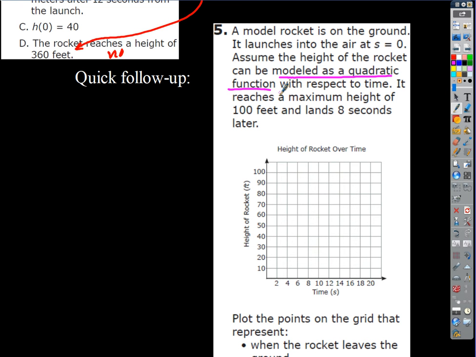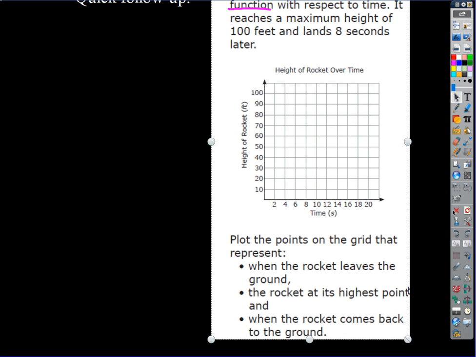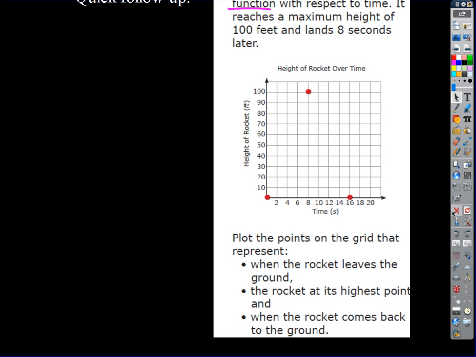Parabola. It's going to be a parabola. It's either going to open up or open down, right? It reaches a maximum height of 100 feet and then lands 8 seconds later. Okay, so what we want to do here is plot the points on the grid that represent when the rocket leaves the ground, when it gets to its highest point, and when it returns to the ground. I don't really like the wording on this question very well, but those are the points we're talking about, right?